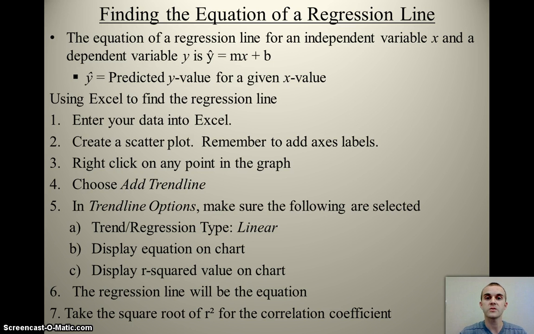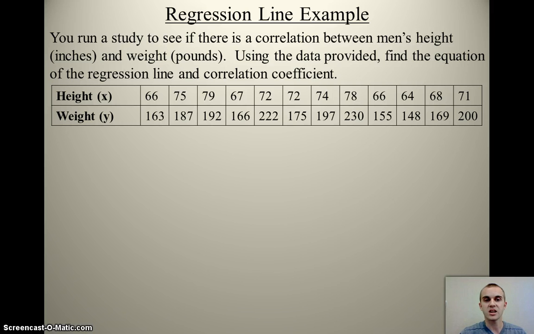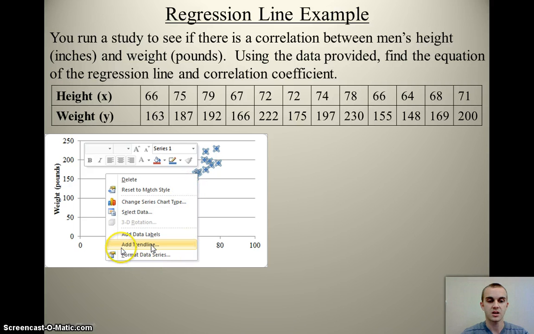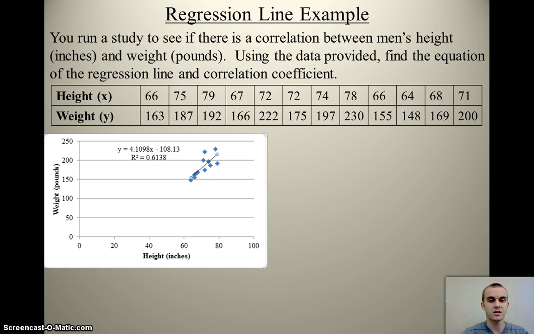But remember, the correlation coefficient is r, so we have to take the square root of that value to get our correlation coefficient. Say we have this data here and we want to find the regression line for height and weight and the correlation coefficient. First thing I do is take my data and create a scatter plot. Next, I'll right click on any of these points, and it's going to give me this option, and down here is add trend line. I make sure that linear is checked and that I have the two buttons for equation and for r squared checked, and those will show up on the graph.